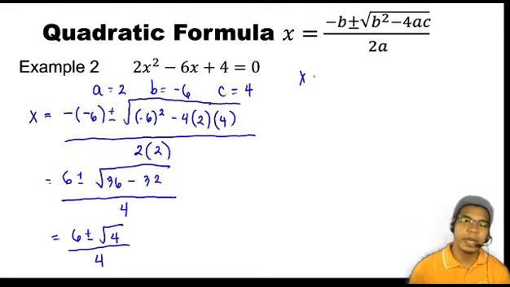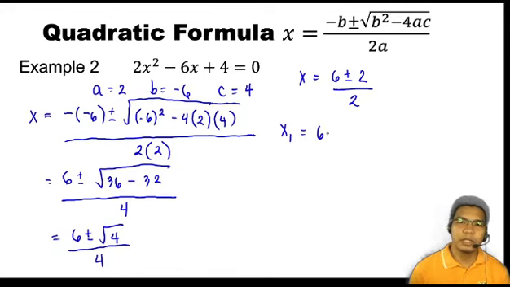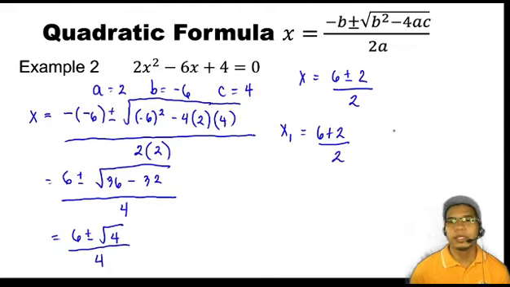This is now x equal to 6 plus and minus the square root of 4, which is 2, all over 2. And then we get the x sub 1 using addition: 6 plus 2 over 2. And then x sub 2 is 6 minus 2 naman, all over 2.